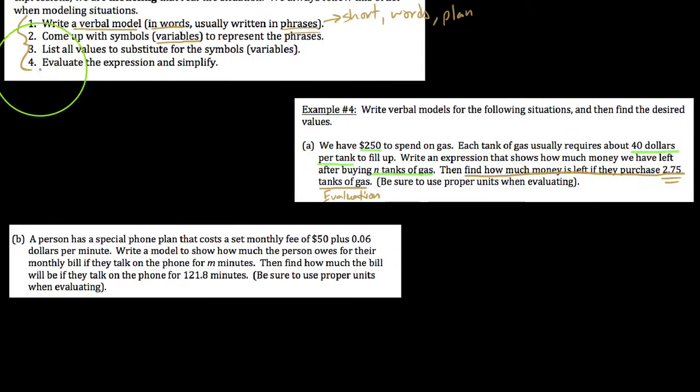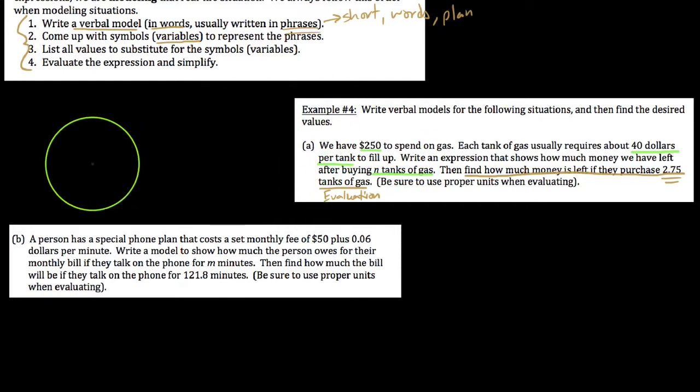So we say start with this: write a verbal model. If you had $250 to spend on gas, like say for the month, and you knew that each tank of gas was about $40 to fill up, could we come up with an expression that shows how much money we have left after buying N tanks of gas? So how much money you would have left as a function of how many tanks that you purchased.